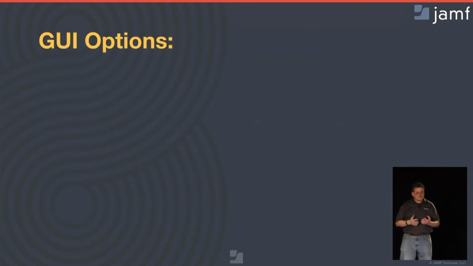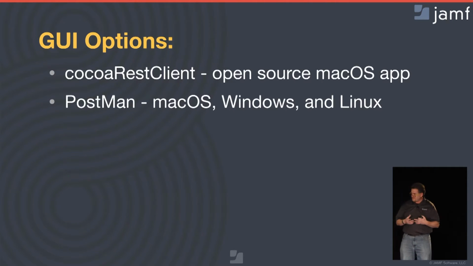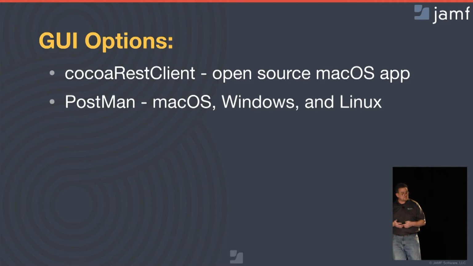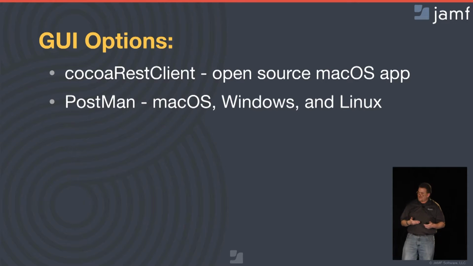So not everybody likes working in the terminal, working on the console. So a couple GUI tools that I frequently use, I see used by a number of other people. Cocoa REST Client, it's free, it's Mac only, but I like it. And Postman is a fairly common REST API tool, multi-platform, can be used also with maybe developing an API.